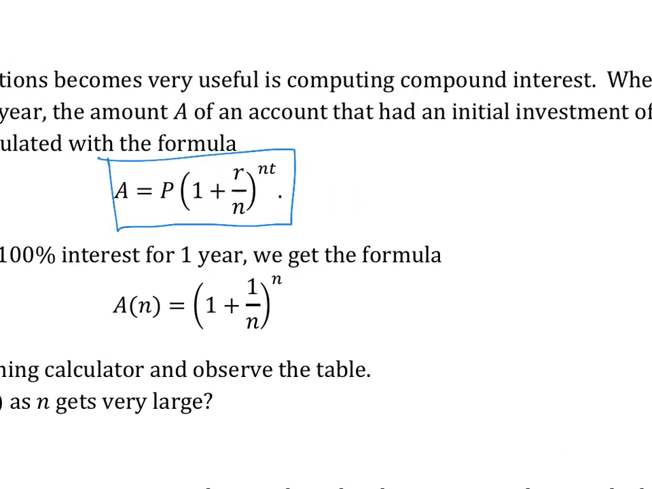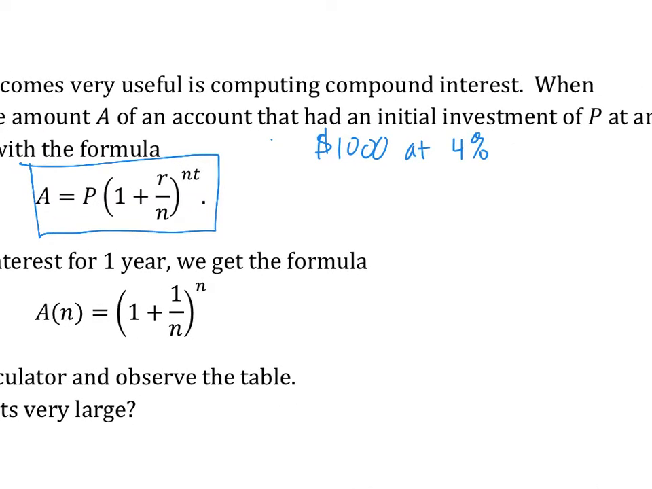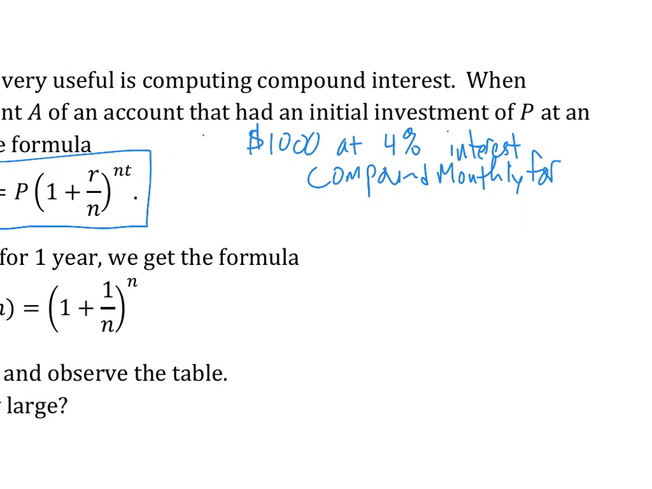So let's look at a little quick example. Let's say you invest, you put in the bank $1,000 at, let's say, that 4% interest. Okay. And it's compounded monthly. Okay. Compounded monthly. All right. Monthly, let's say for a whole 5 years. How much money will you have?